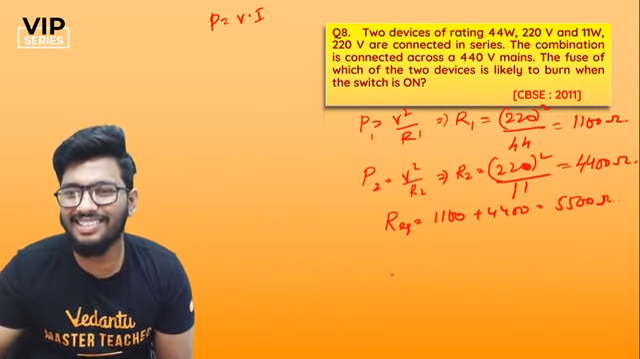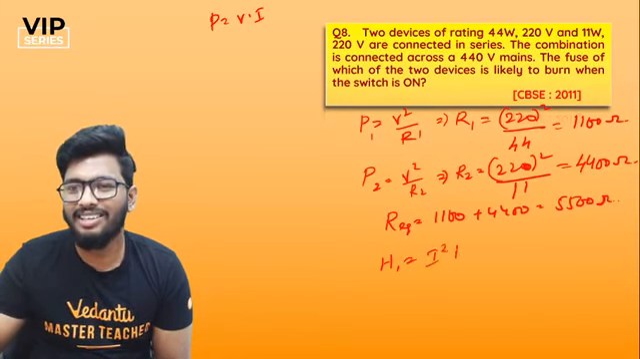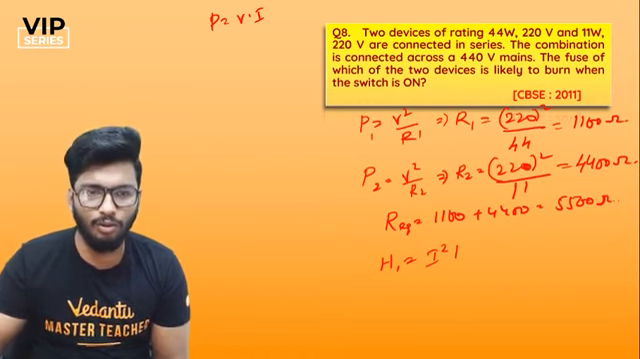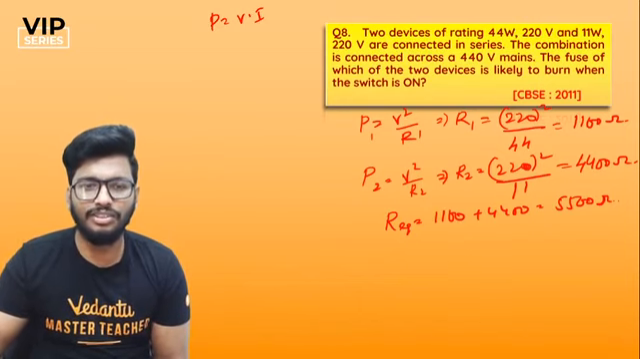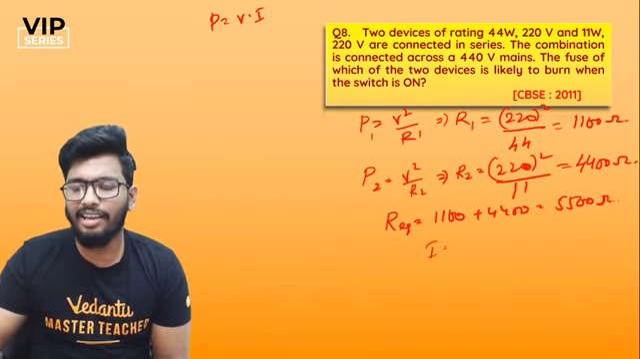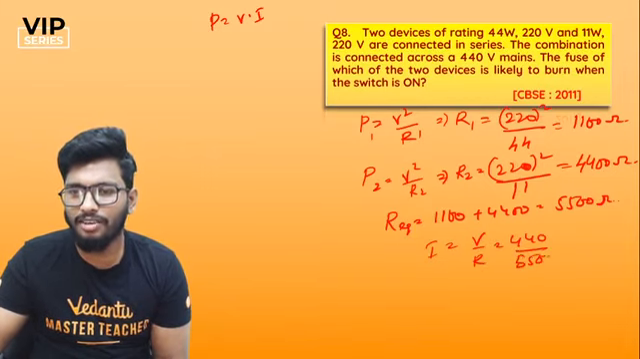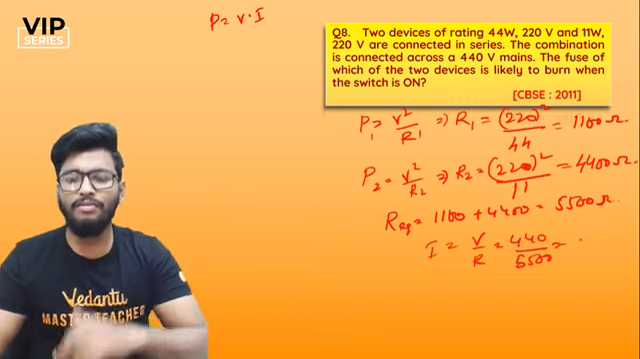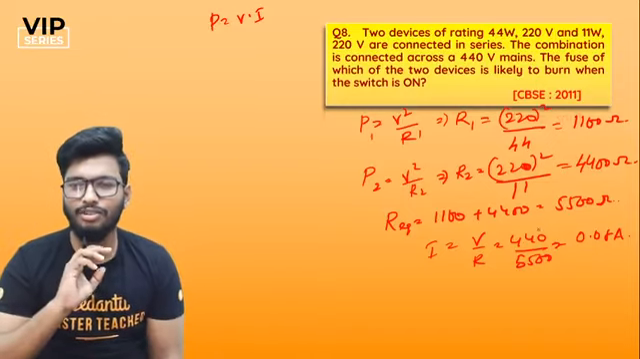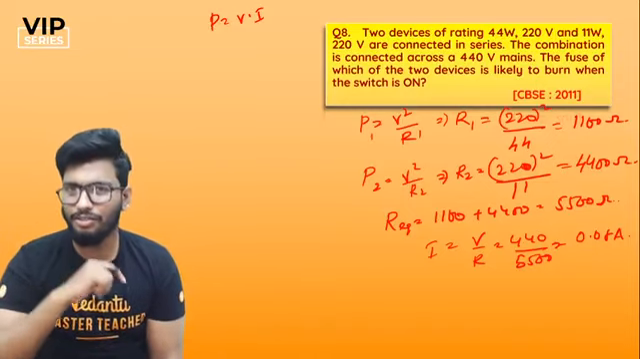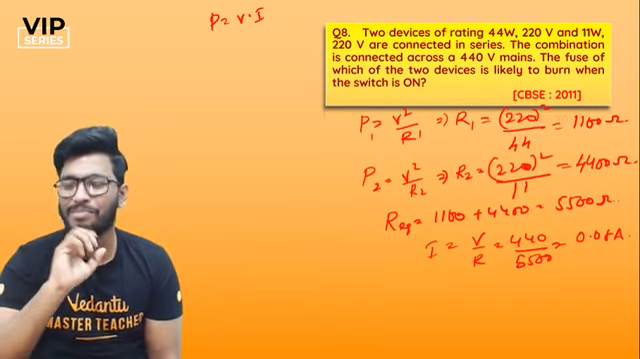For the first one, H1 is I square RT. So we'll find out the equivalent current, the current passing through the conductor through this entire circuit. Current is I equal to V by R, so it's 440 divided by 5500. If you simplify this, you'll get 0.08 amperes.